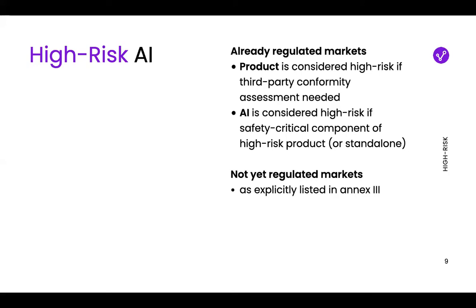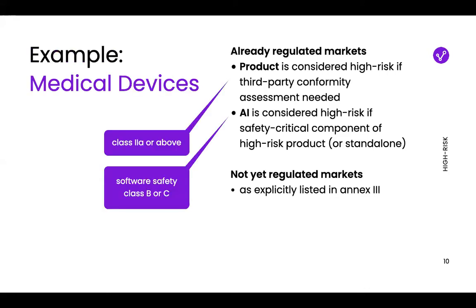Now, what's interesting is how to apply these rules to particular regulated markets. As an example, we'll take a brief look at the medical devices market, because that's where we come from, where we have most expertise. In the medical device market, the definition is that a medical device product requires third-party conformity assessment if it's classified as a 2A, 2B, or 3 device. So in this context, the requirement for third-party conformity assessment boils down to the classification of the device as a class 2A or above device.